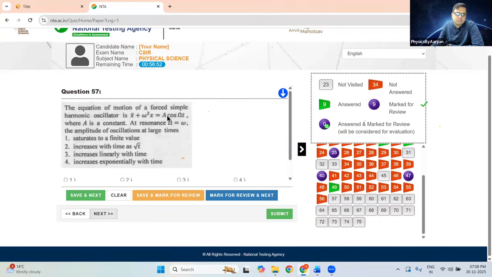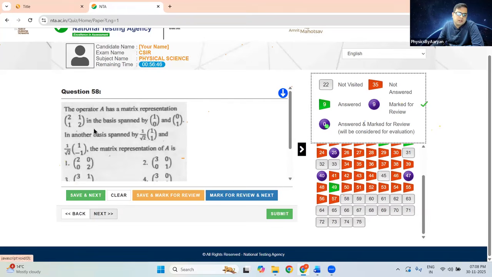Okay, now this is forced oscillation. Forced oscillation, have you studied it? No. Do you know the process to solve it? No. Move on. The operator A has a matrix representation, and it has this basis, and there is another basis. What is a matrix representation here? Have you done this kind of question? Do you know how to go from one basis to another? Yes, do it. Do you know how to go from one basis to another? No, move on.